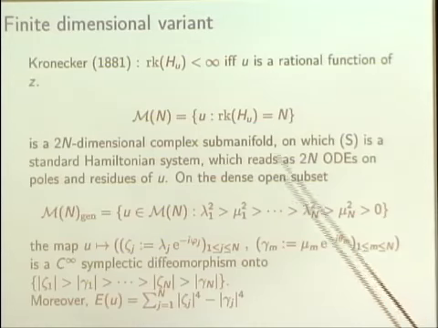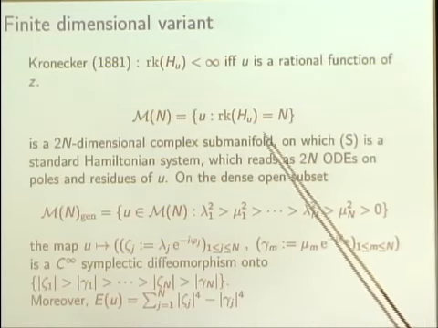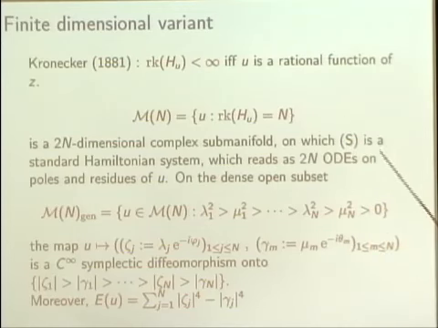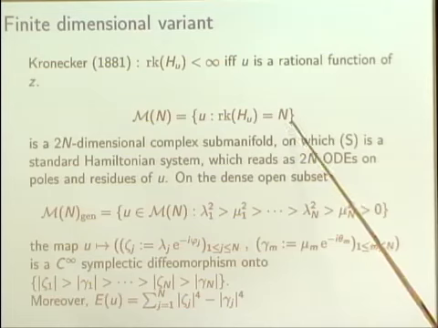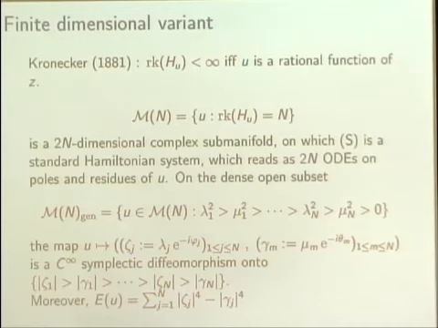In fact, a long time ago, Kronecker proved that you also have special functions which correspond to finite rank Hankel operators, and these finite rank Hankel operators correspond to rational functions of the variable z, okay? And then, given the rank of the operator, you have a manifold which is a complex 2n dimensional complex submanifold, and on this you have a standard Hamiltonian system in finite dimension.